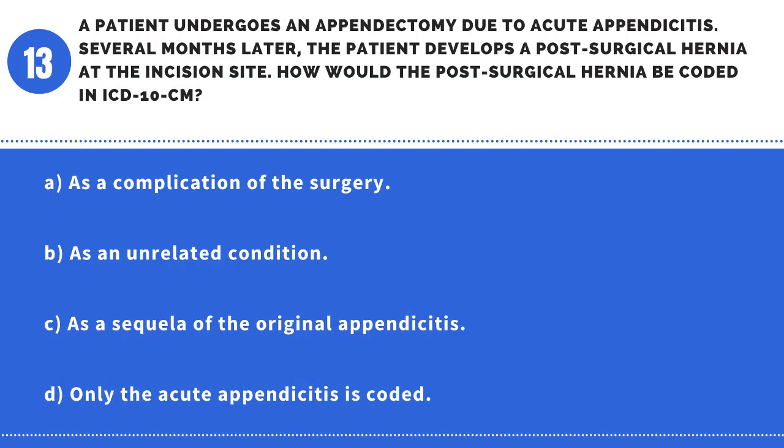Question 13. A patient undergoes an appendectomy due to acute appendicitis. Several months later, the patient develops a post-surgical hernia at the incision site. How would the post-surgical hernia be coded in ICD-10? A. As a complication of the surgery. B. As an unrelated condition. C. As a sequela of the original appendicitis. D. Only the acute appendicitis is coded.